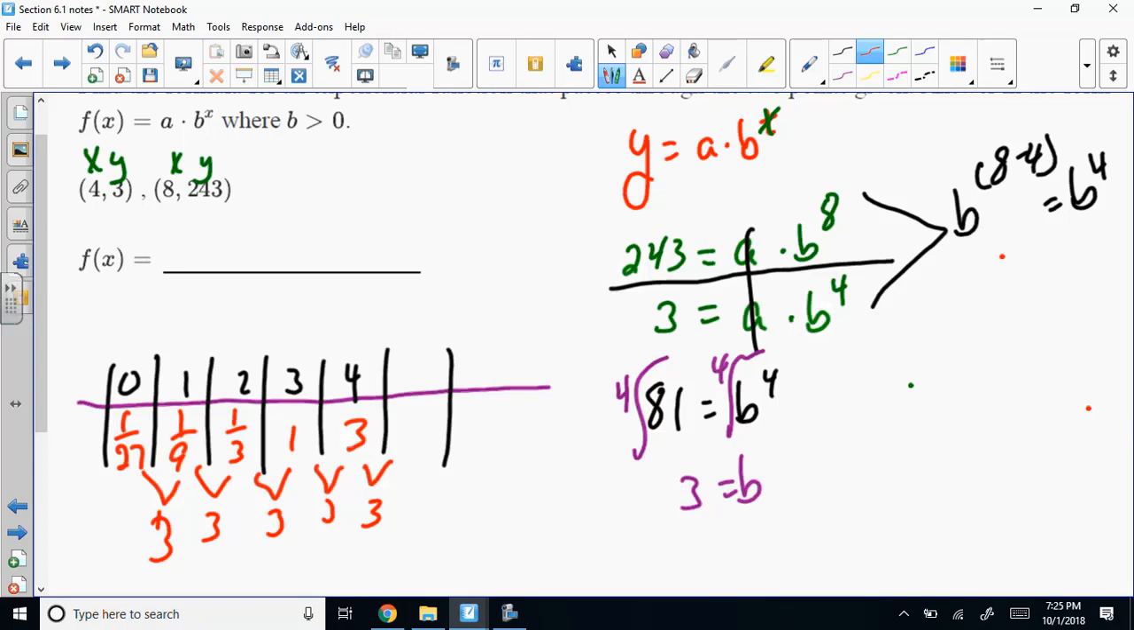Okay. So you just need to make sure that you are able to think flexibly about exponentials in a table. It's a constant multiplier, right? You got divided by 3 because your b equals 3.